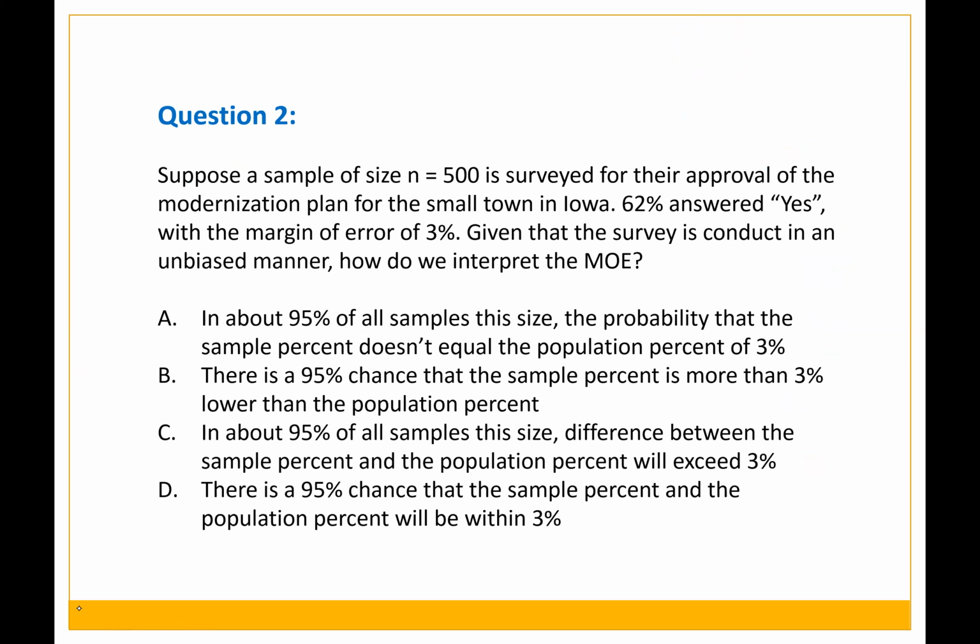Then we have question 2. Again, feel free to pause me anytime and work on this on your own. Suppose a sample of size n equals 500 is surveyed for the approval of the modernization plan for a small town in Iowa. 62% answer yes, with a margin of error of 3%. Given that the survey is conducted in an unbiased manner, how do we interpret the MOE?